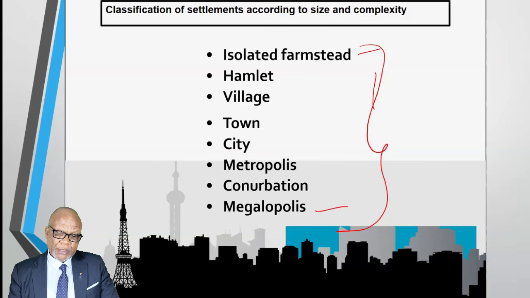So this is classification of settlements according to size and complexity. A single farmstead will be a farmer's house and all the land used in his particular farm and the buildings.